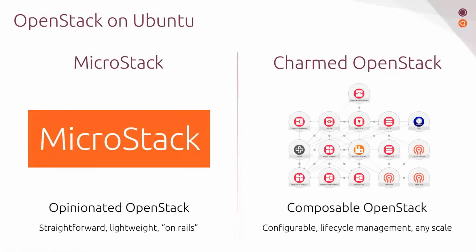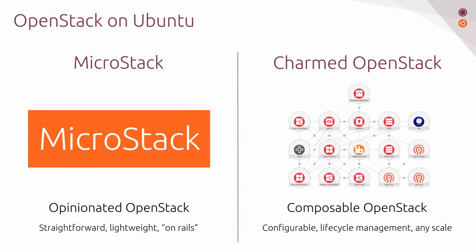If you are wondering how to get started with OpenStack on Ubuntu, there are two approaches you can take. The first one is called MicroStack. MicroStack is an opinionated OpenStack that provides straightforward installation instructions. It's really lightweight, allowing you to run even on your workstation. You don't necessarily have to set up a big cluster or whatever. You can run a single node MicroStack installation on your workstation. And it provides an on-rails experience so that you can actually get started with it in 2 commands, and the entire installation process takes around 20 minutes.